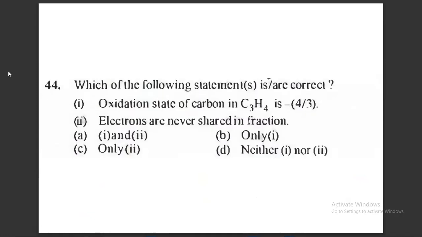44. Which one of the following statements are correct? Oxidation state of carbon in C3H4 is -4 by 3. It is the average oxidation state. Okay, this is correct. And electrons are never shared in free. This is wrong. So B is the only answer for question number 44.